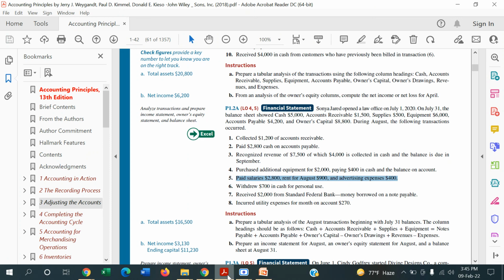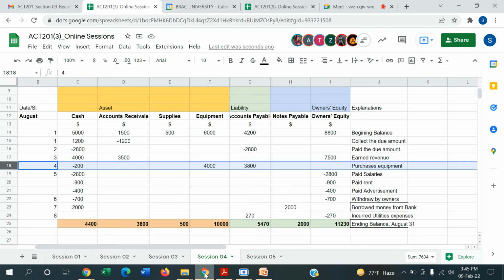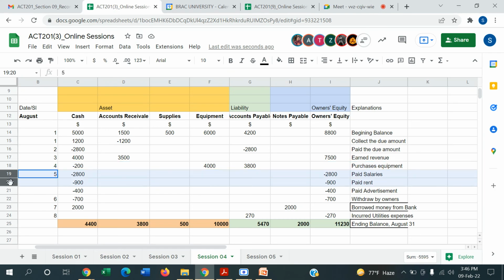In the equation, there is no expense account, but it has a relationship with capital. So we can write it down. For salaries, cash reduced by 2,800, equity will be reduced by 2,800. For rent, cash will be reduced by 900, equity will be reduced by 900. For advertisement, yes, sir.